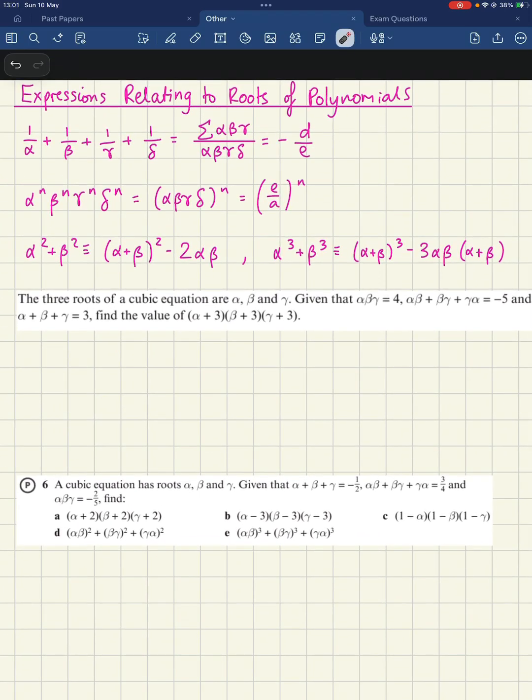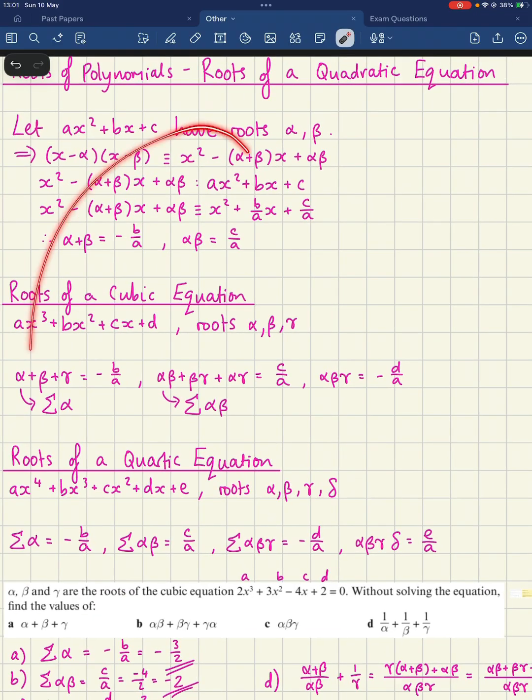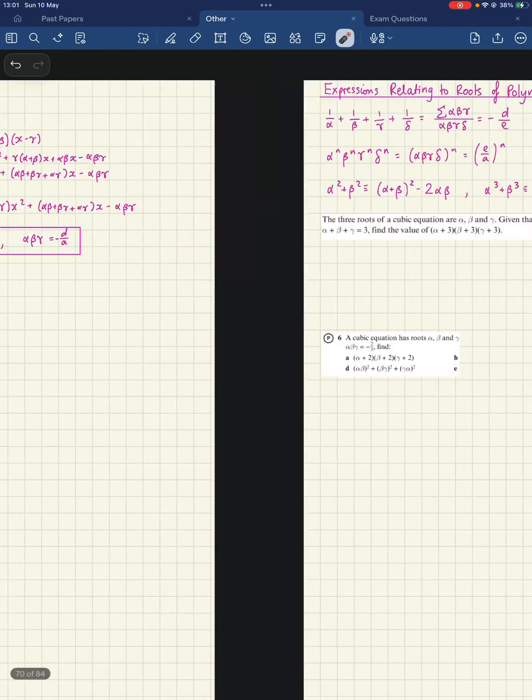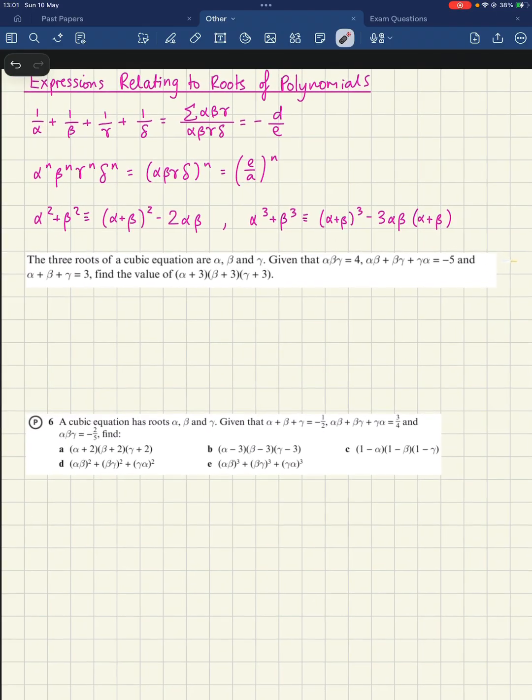Alright, let's get into it. The main thing is expressions relating to the roots of polynomials. They will always end up being the facts over here. All you have to do is play around with them first and simplify, and then you will find out what you have to do.